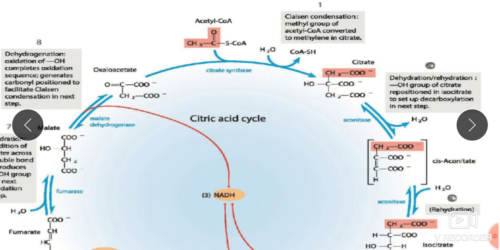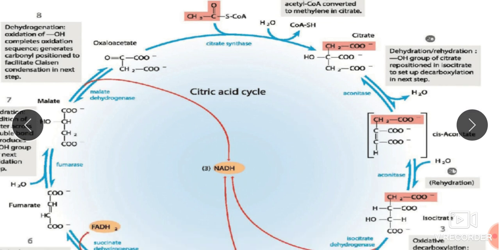Then the citric acid gets dehydrated and rehydrated. Dehydration means removal of a water molecule and rehydration means addition of a water molecule. These are two reactions. Firstly, the citrate gets dehydrated into cis-aconitate, and cis-aconitate is further rehydrated into isocitrate. The enzyme for these two reactions is aconitase.